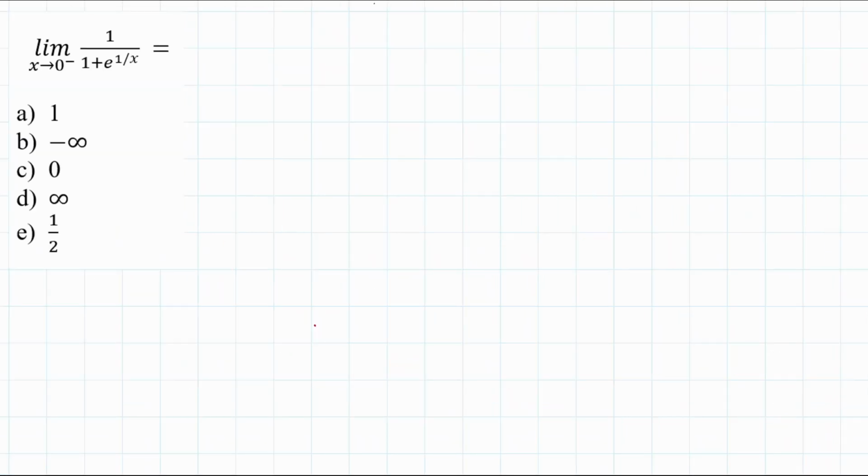For this limit, I will first focus on the quantity e to the 1 over x as x goes to 0. So this quantity e to the 1 over x as x goes to 0 from the left is going to behave like, okay, let's just look at 1 over x first. 1 over x as x goes to 0 from the left is going to be like 1 over 0 from the left, and this is infinity, but it has a negative sign because we come to 0 from the left, so this is behaving like minus infinity.